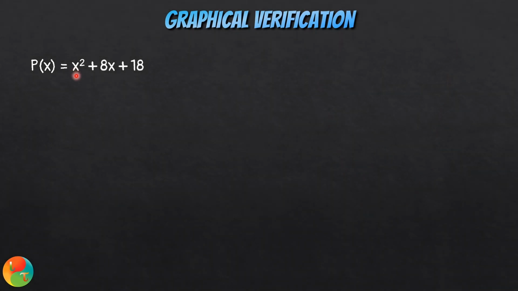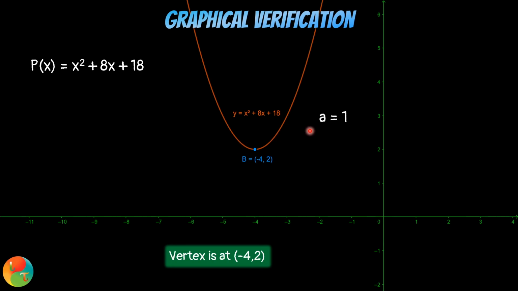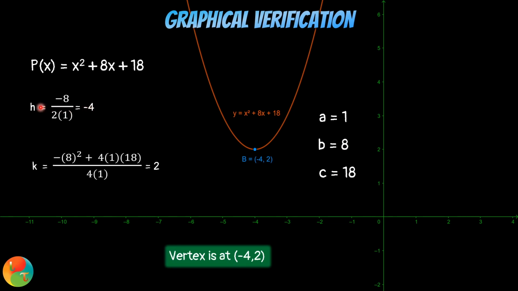In the next example, we are going to see x square plus 8x plus 18. So in this case, I'm going to give the vertex first and then find the values of h and k. So the vertex of this parabola is represented by point B, and the coordinates of point B are minus 4 comma 2. So now let's verify this by calculating the values of h and k. In this case, a is equal to 1, b is equal to 8 and c is equal to 18. After substituting the values of a, b and c, we'll have h equal to minus 4 and k equal to 2. So in this case, we have done the opposite. We have algebraically verified the vertex.